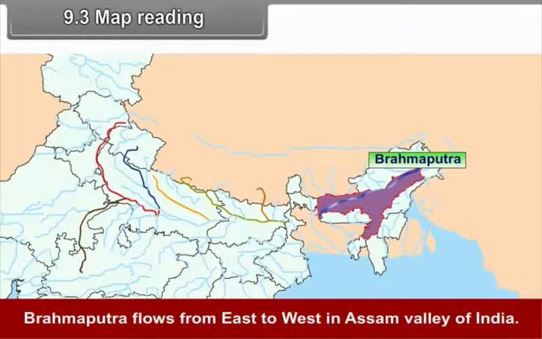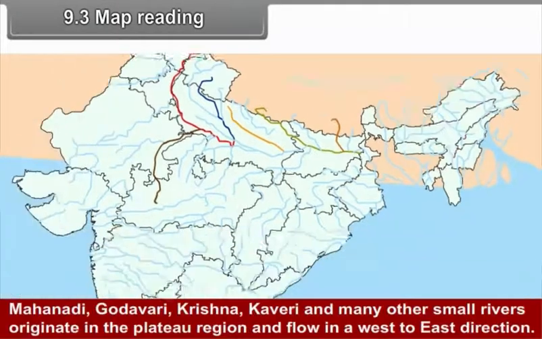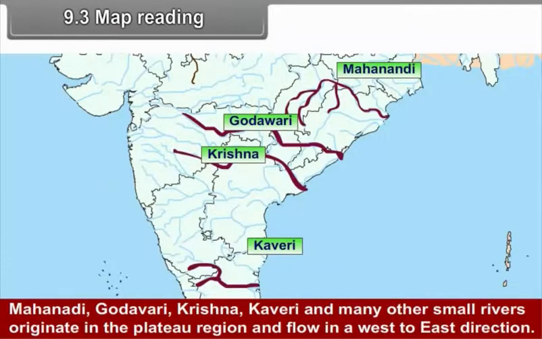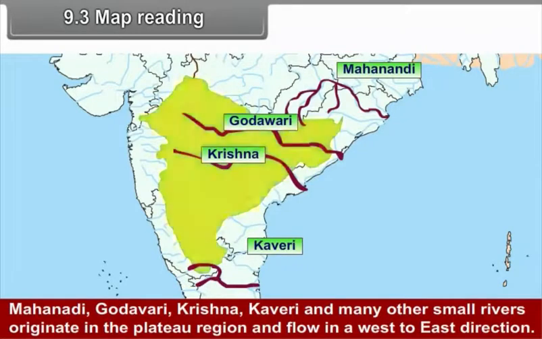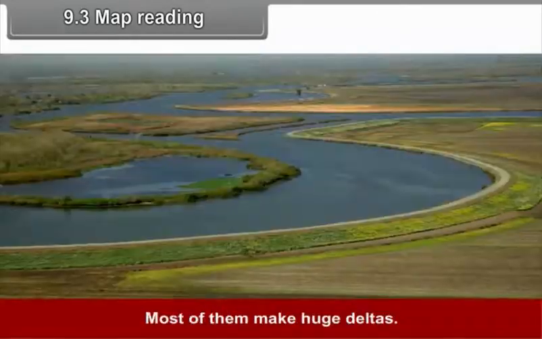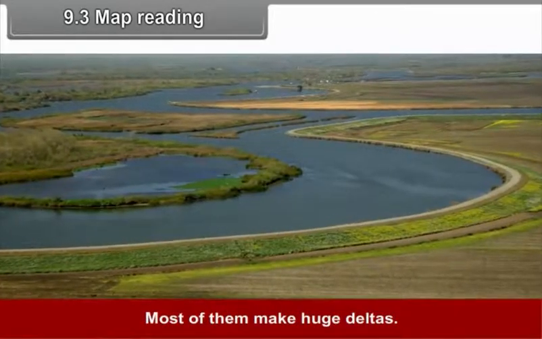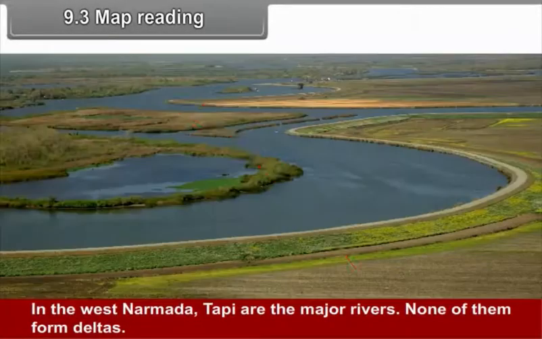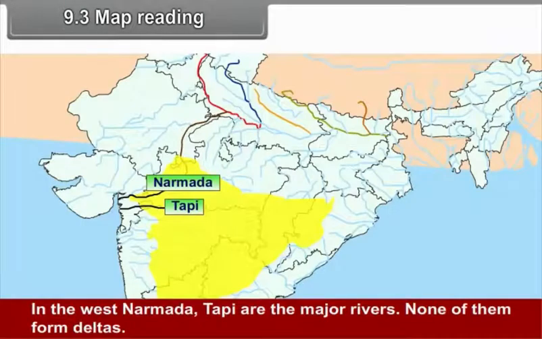Brahmaputra flows from east to west in Assam Valley of India. Mahanadi, Godavari, Krishna, Kaveri and many other small rivers originate in the plateau region and flow in a west to east direction. Most of them make huge deltas. In the west, Narmada and Tapi are the major rivers. None of them form deltas.